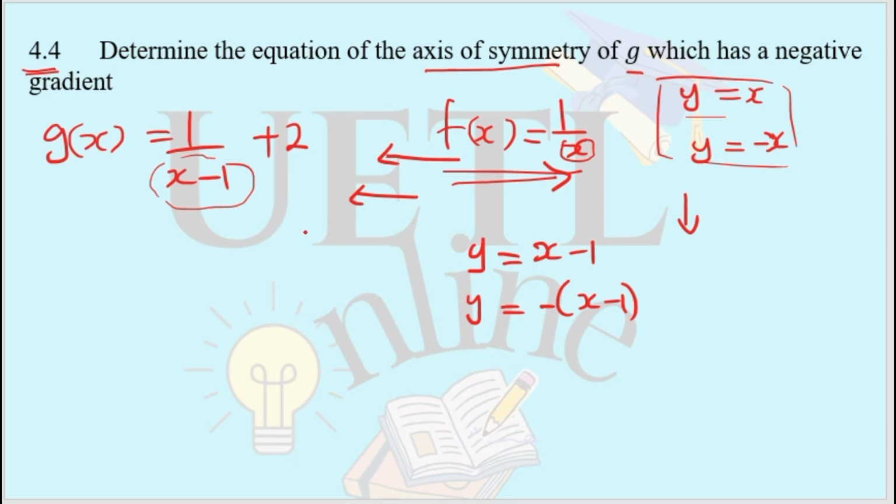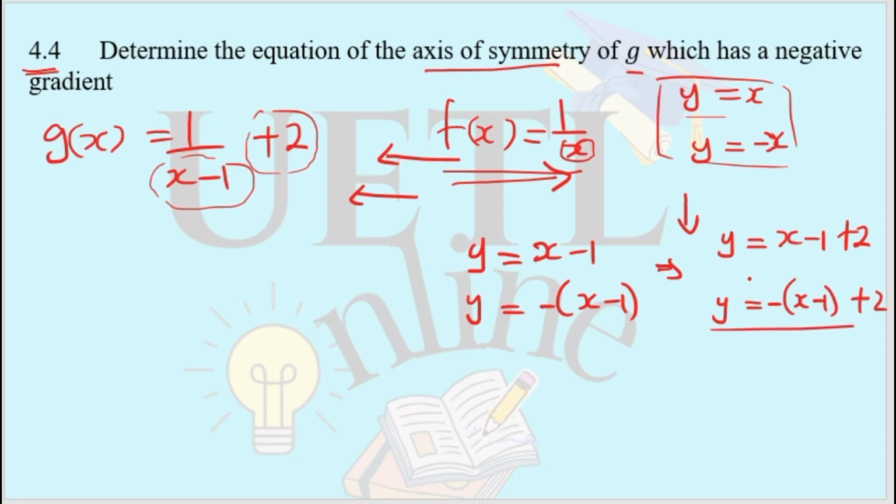The next thing, we are going to add 2 to the whole equation. So this one becomes y equals x minus 1 plus 2. Then this one becomes y equals minus, x minus 1, plus 2. So we have finished our transformations. You can see that where there was x, we substituted x minus 1, and we added 2 to the whole graph here.